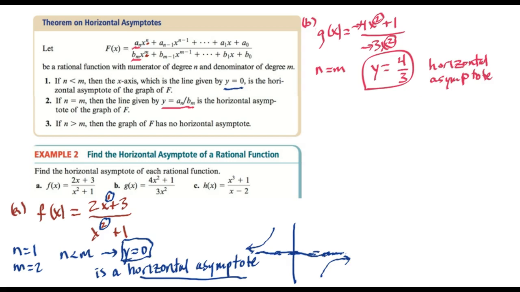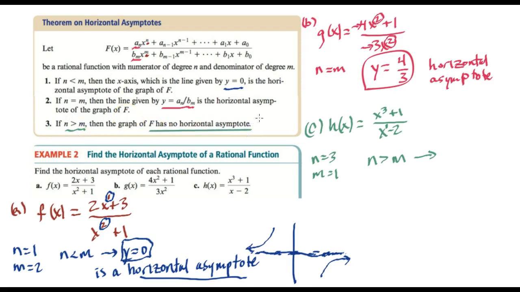Now let's look at another example. For C, we have h of x equals x cubed plus 1 over x minus 2. All right, so we notice that in x minus 2, the exponent for x is just 1. So in this case, n is the numerator exponent, so n is equal to 3, and m is equal to 1. So n is greater than m, since the degree on the numerator is larger than the degree on the denominator. So in this case, n is greater than m, then f has no horizontal asymptote.